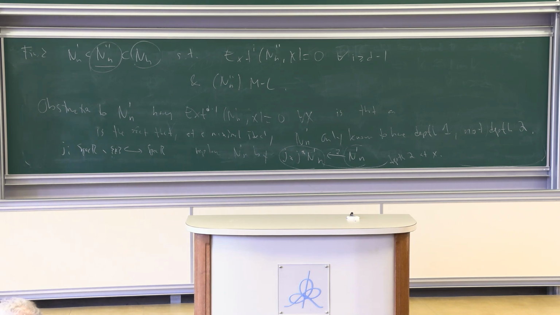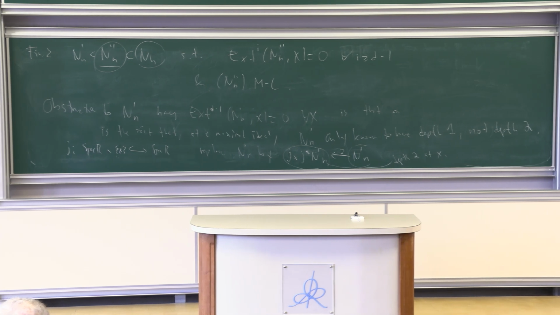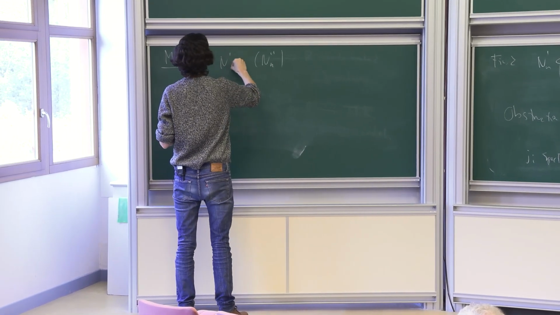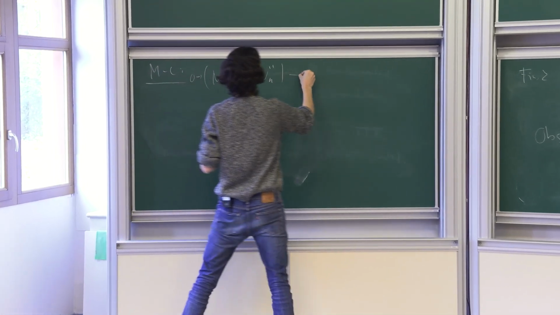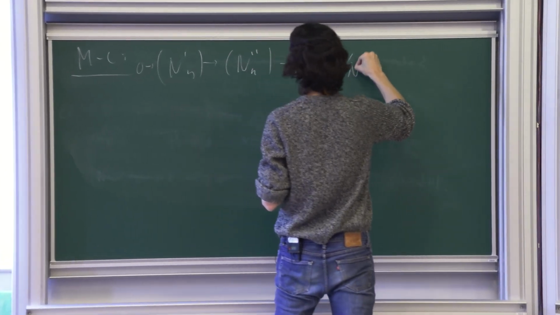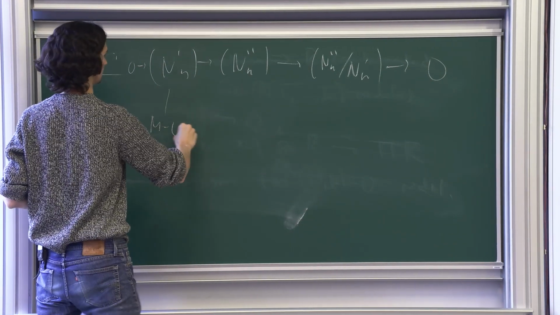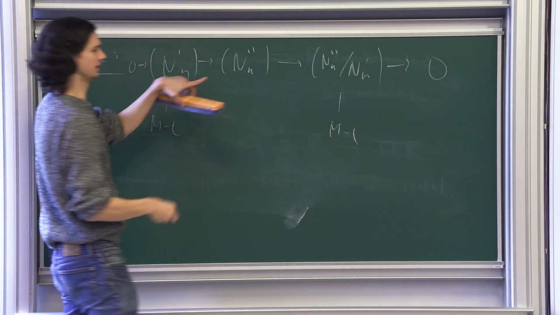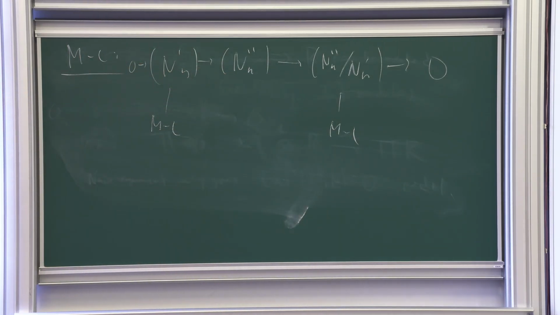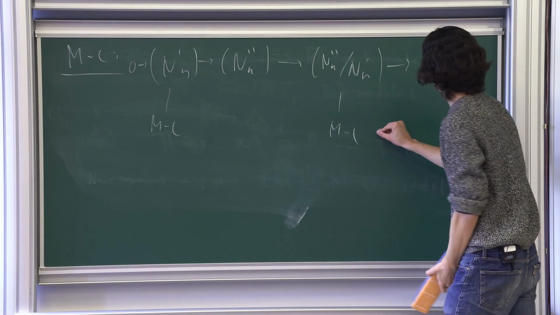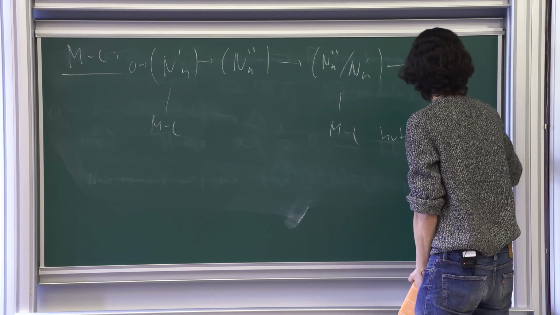And then what about the Mittag-Leffler? This tower n double prime n sits in a short exact sequence with n prime n and the quotient n double prime n mod n prime n. To show that this is Mittag-Leffler, it suffices to show that this is Mittag-Leffler and that is Mittag-Leffler. This one we know because the transition maps are surjective, but that one is supported at finitely many closed points.